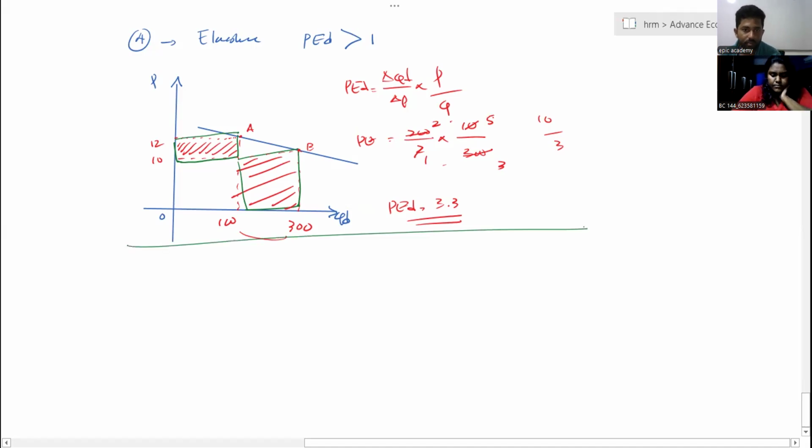Is there any example for this kind of commodity? Just look at some luxury commodities in Sri Lanka. When the price changes, quantity demanded can change a lot. Just consider vehicle prices. More than the price changes, quantity demanded can change.